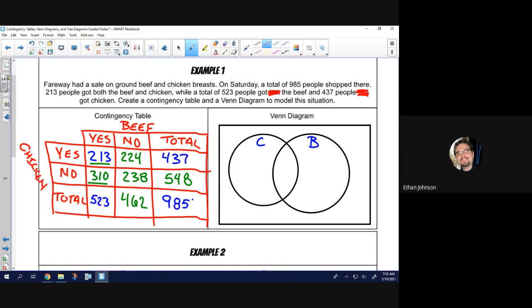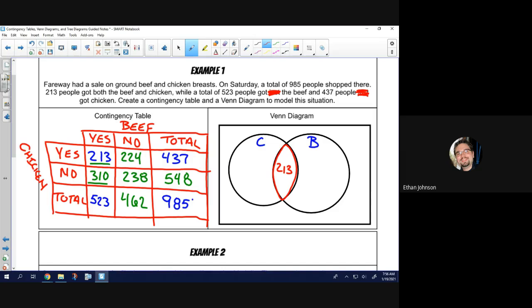I know 213 people got both beef and chicken, so that 213 has to be in both circles. So it has to be in this overlap, this kind of football shape. I know this is 213. I know there were a total of 523 people total for beef. So in the whole entire beef circle, there should be 523.